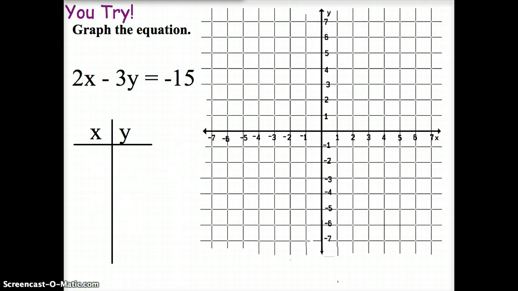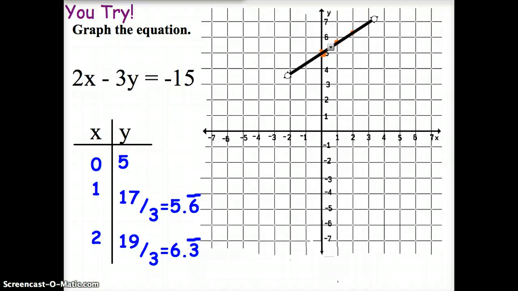Your turn. In your notes right now, graph the particular equation that we've got here. Pause your video at this point and graph now. Does your graph look something like this? You did not have to choose the exact same points that I did, but your line should look quite similar to mine.